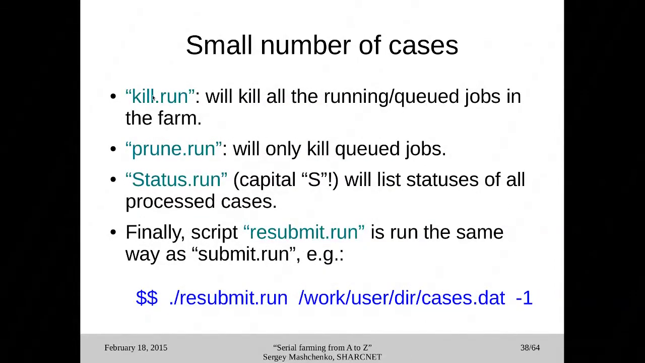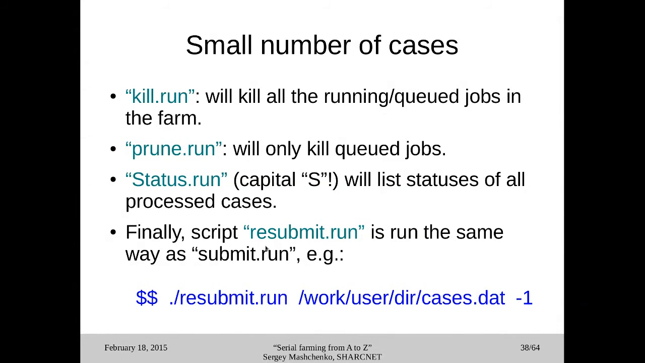There is a kill.run script, no arguments. When you execute it inside that meta directory, it will kill the current serial farm jobs. Prune.run, which you normally don't run yourself, is used by other scripts. Status with capital S will list all the jobs one line at a time with the status either 0, which means it finished properly, or non-zero if it didn't finish properly. So the exit status will be displayed one line at a time per case.